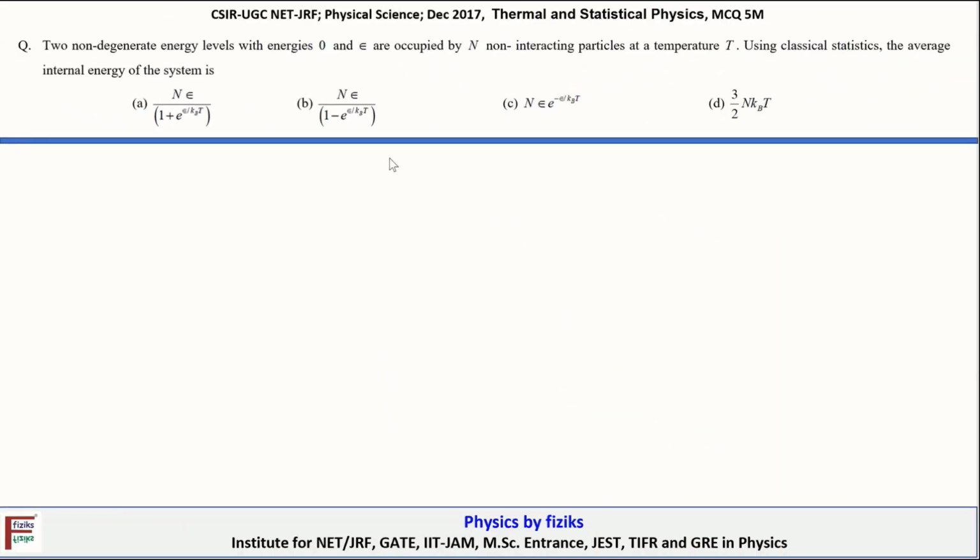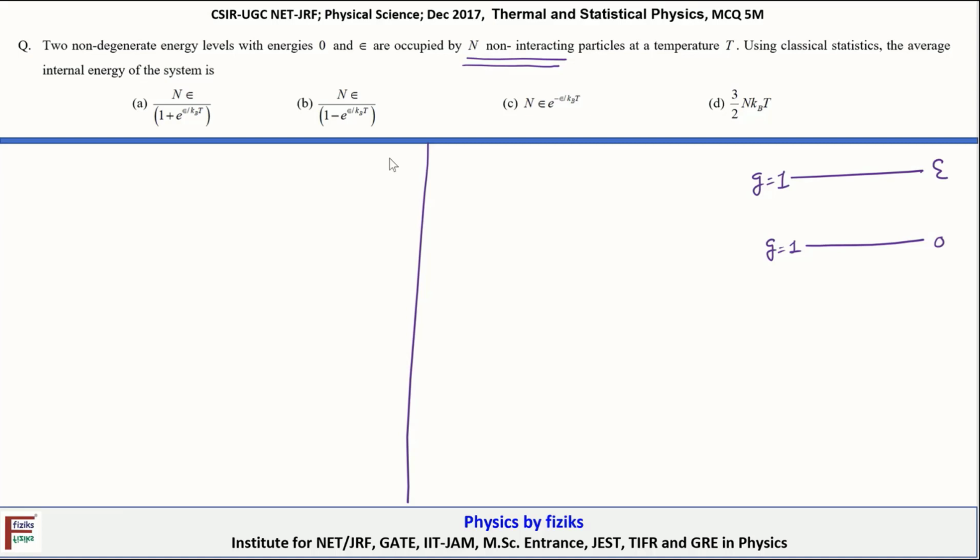So let's continue with the next question. So we are given a situation with two non-degenerate energy levels with energies 0 and E. So we are given a system with two energy levels whose energies are 0 and E, and these are non-degenerate. So that means the G value for these two levels is equal to unity. Okay, and these are occupied by n non-interacting particles. Okay, so we have a system of n non-interacting particles at temperature T.